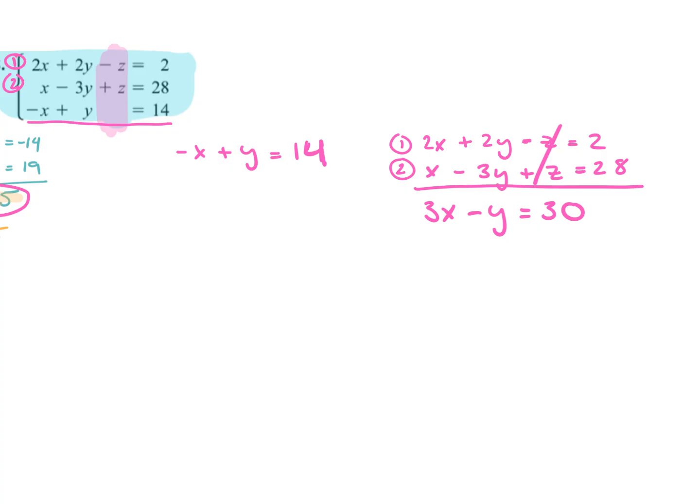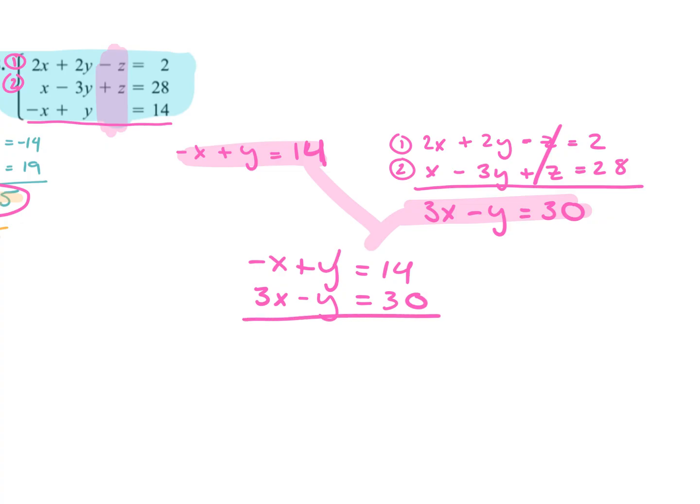Do we have two equations with two variables? Yeah, this one, which was our equation number 3, and the one that we just found. So we can combine these two together. So negative x plus y equals 14, and 3x minus y equals 30. Which variable do you want to eliminate here? The y's. The y's already cancel right off the bat. So we can go ahead and combine our like terms.